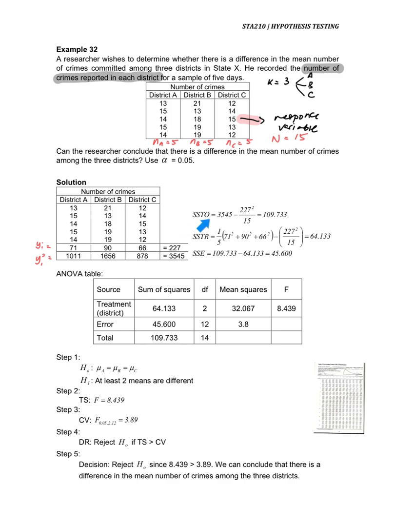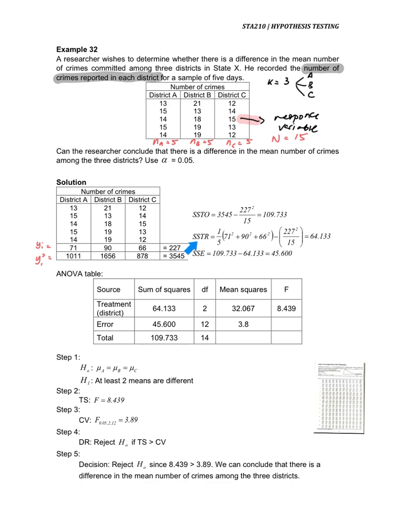Okay, so now you can calculate the value for SSTO. The SSTO is equivalent to the summation of Yi square, which is 3545, minus the summation of Yi, 227, but you have to square the value and divide by capital N. Okay, then we get 109.733.